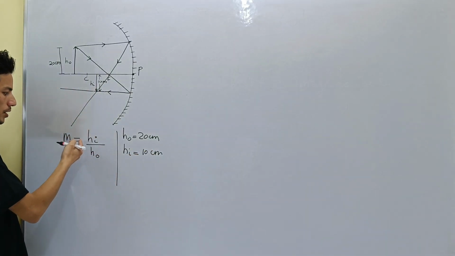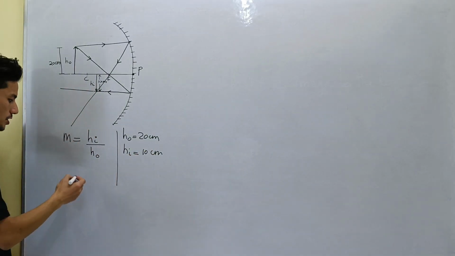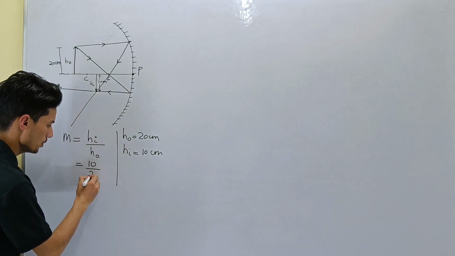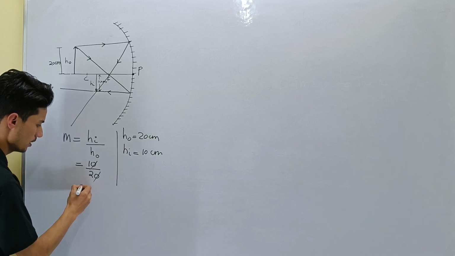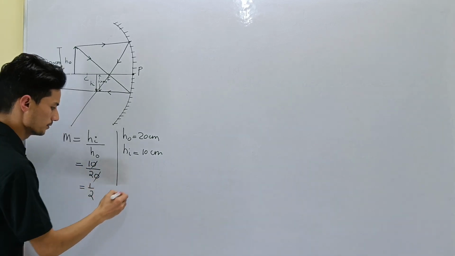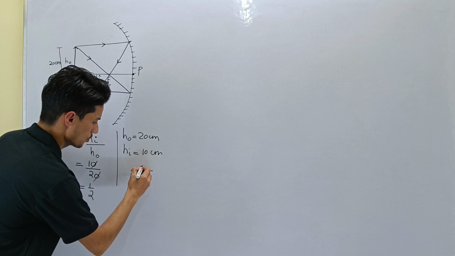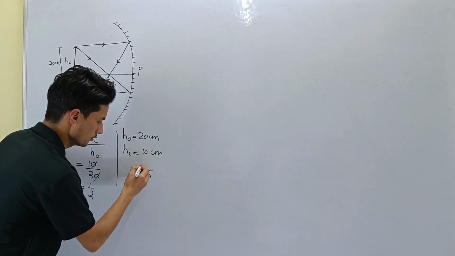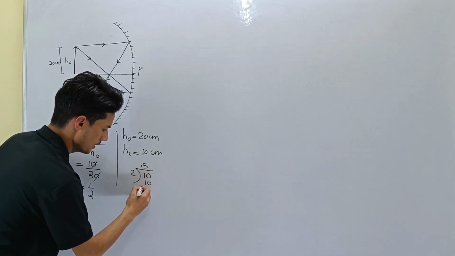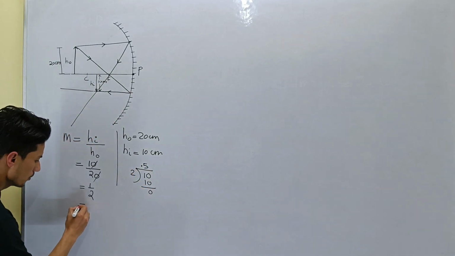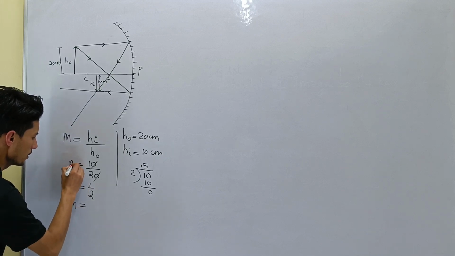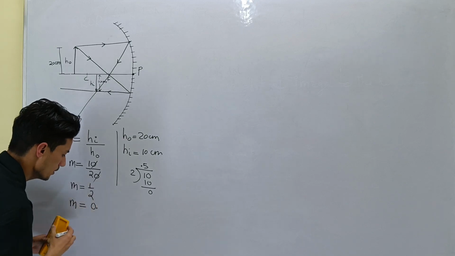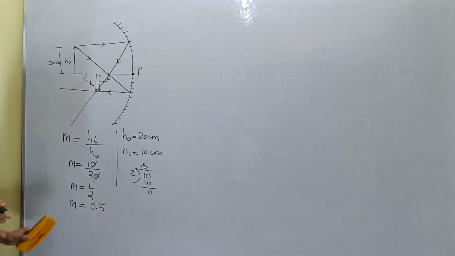We are using the formula of magnification. Put the value of HI. HI is how much? 10. HO is how much? 20. Cut, and you're getting 1 by 2. Divide: 2 divides 1. So too small, needs help. Put a point here, give it 0. So 2 5s are 10. So you get M value 0.5.